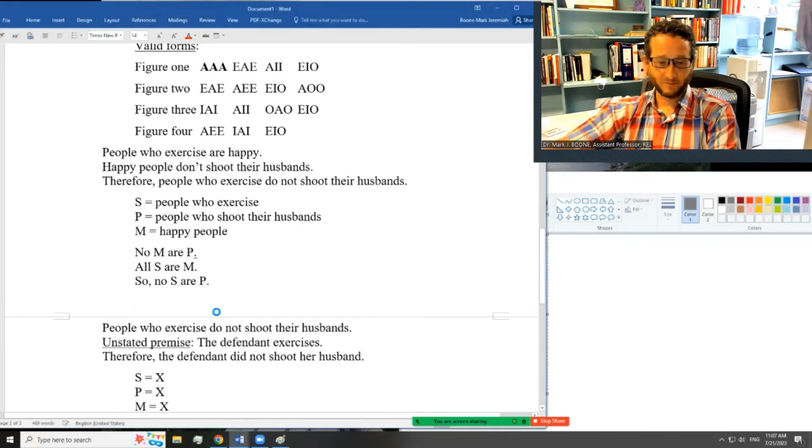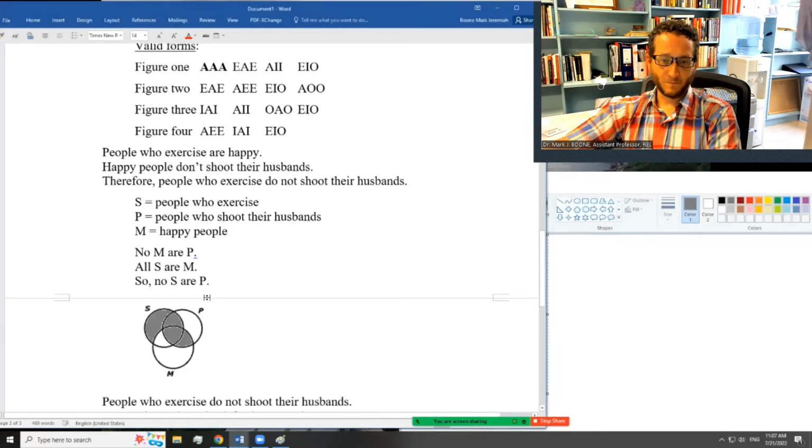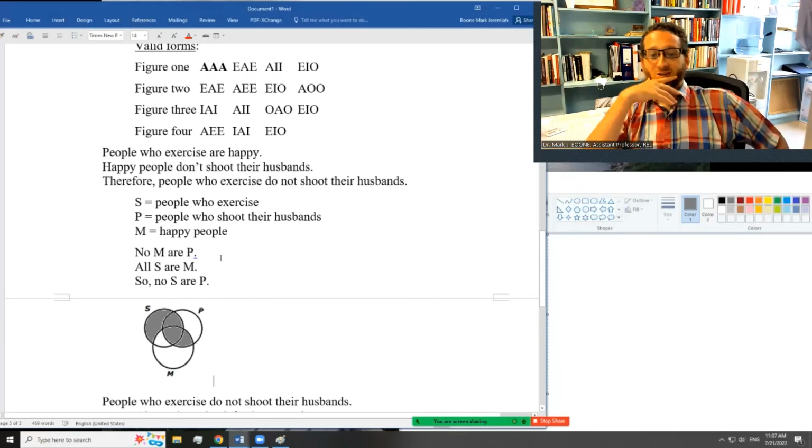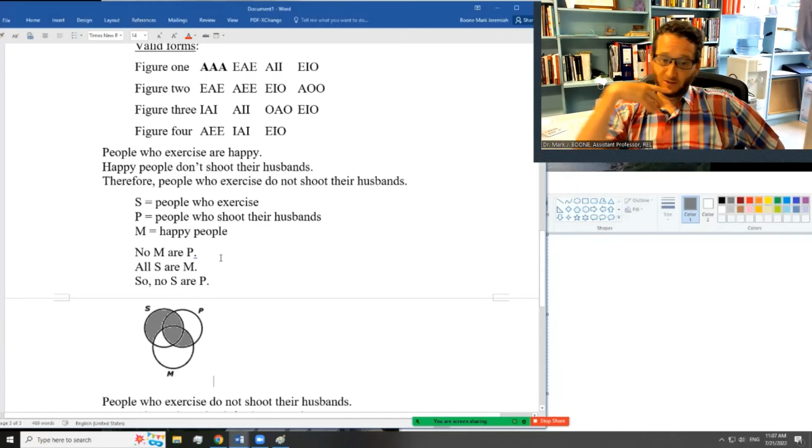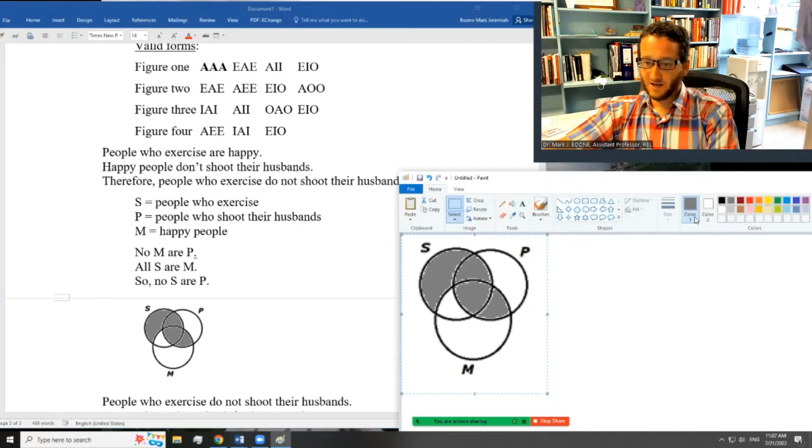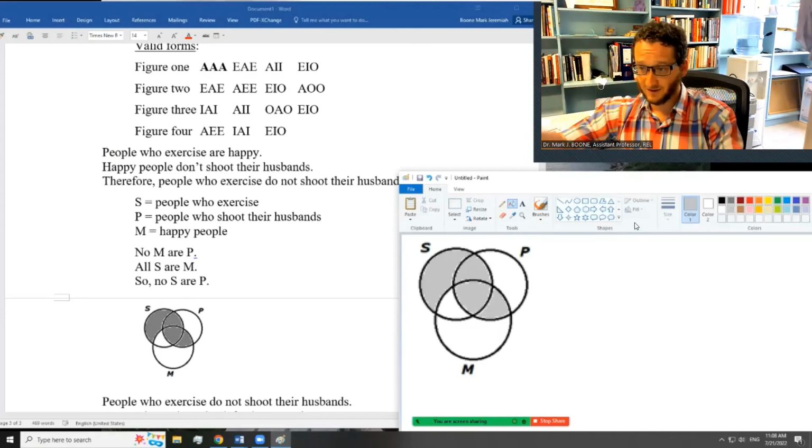Working with it, we find that the argument is valid. The conclusion, no S is P, has been charted. Here, I'll redo this quickly in Microsoft Paint, just in case anyone still benefits from it. You shade these regions with the minor premise, all S is M. Nothing is an S but not an M. And then you shade these regions, no M is P for the major premise. Nothing is an M and also a P. And shading, again, means emptiness, nothingness. It means there's nothing in these regions.